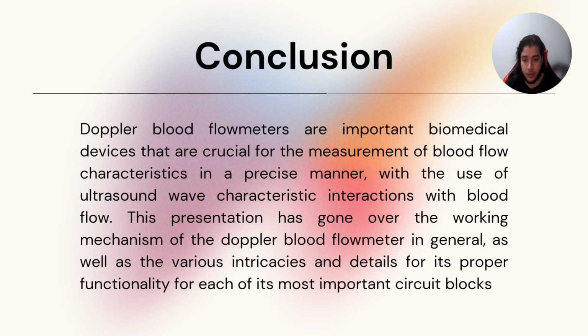So finally, in conclusion, Doppler blood flow meters are important biomedical devices that are crucial for the measurement of blood flow characteristics in a precise manner with the use of ultrasound wave interactions with blood flow. This presentation has gone over the working mechanism of Doppler blood flow meters in general, as well as the various intricacies and details for proper functionality of each of its most important circuit blocks.